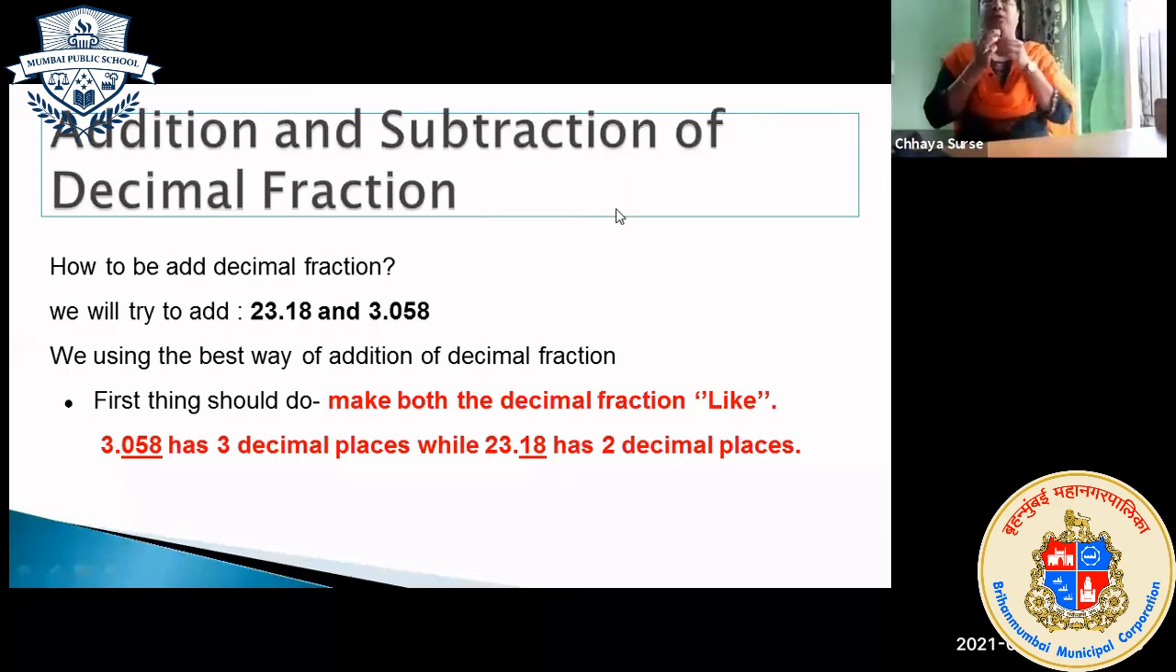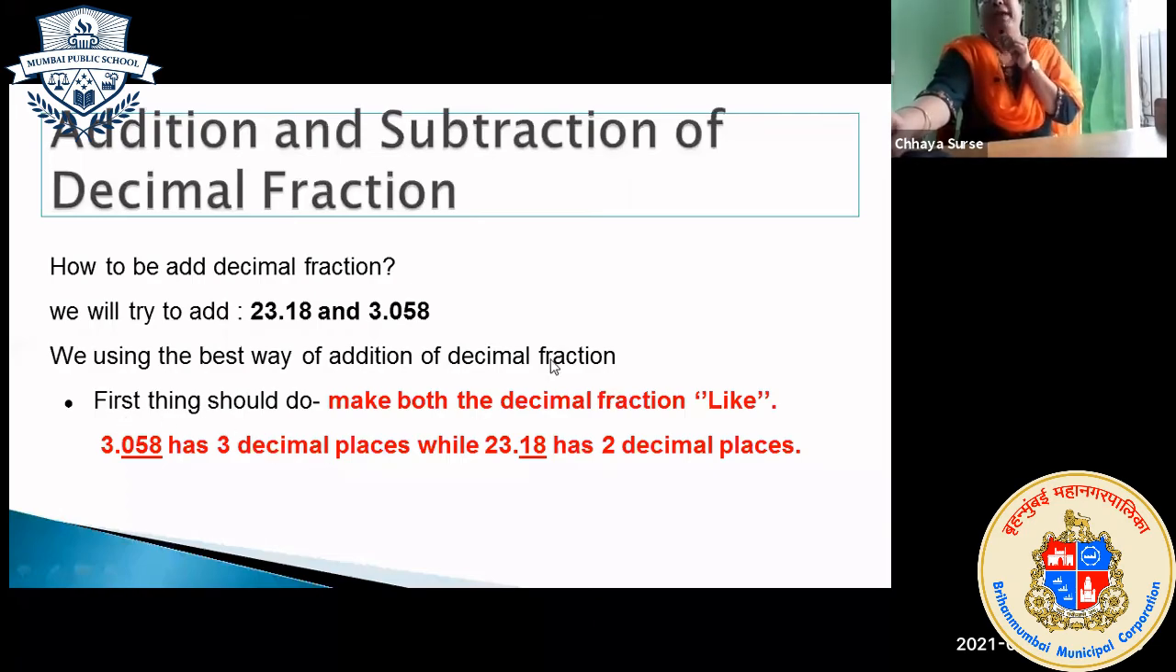Now we will try to add these fractions. This is 23.18 and 3.058. So we use the best way of addition of decimal fractions.